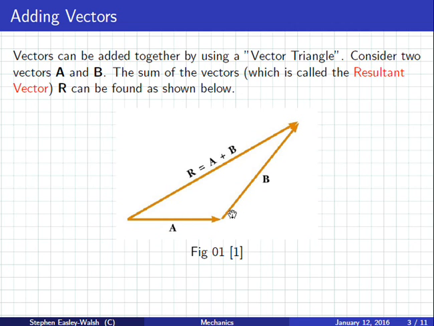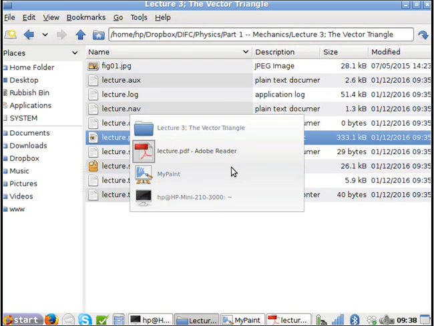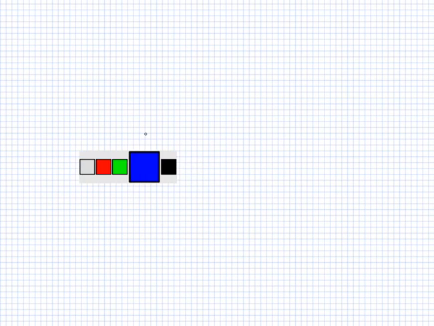So the way it works is you have your A, then you take the tail of B and put it at the head of A. So A and B are back to back. The resultant is from the tail of A to the head of B. So this is the resultant vector here. So this is the vector triangle. This is how you can add two vectors together.